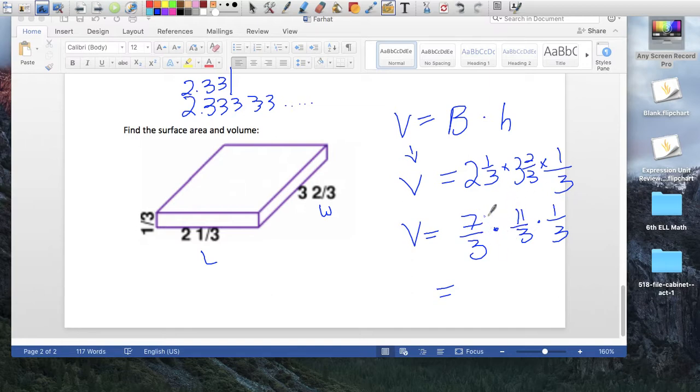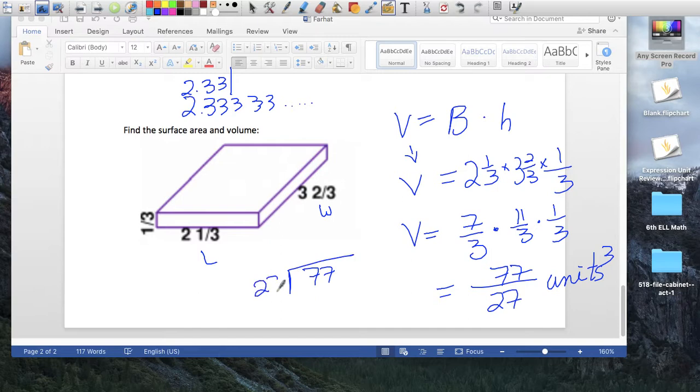When you're multiplying fractions, you multiply all the tops across and all the bottoms across. So at the bottom, 3 times 3 times 3 is 27. The top is 7 times 11, which is 77, times 1 is also 77. So there's my answer. If you left it like this, and there's no units, so I'm just going to write units cubed, that's okay.